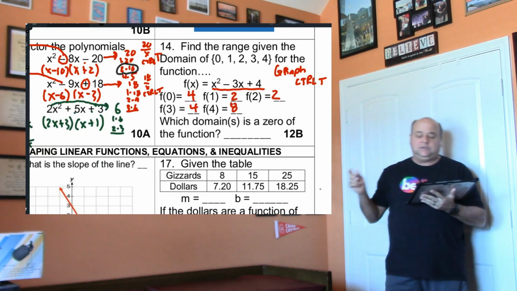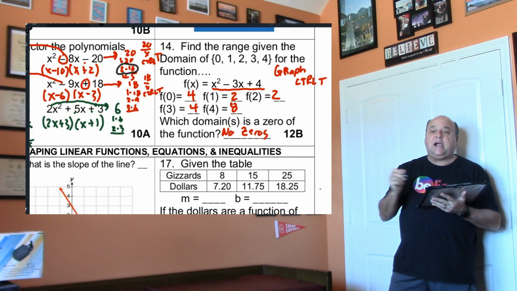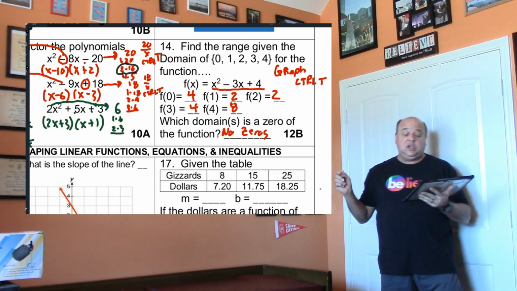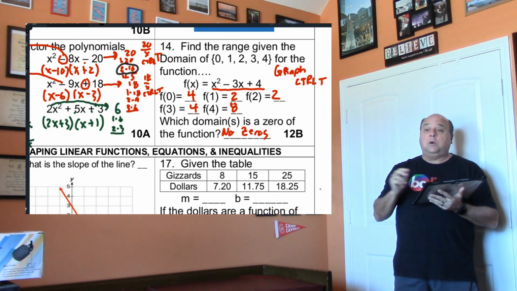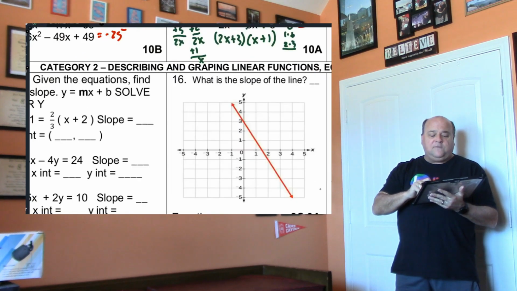Those are my outputs. There are no zeros because it does not cross the x-axis. It's a huge concept you're going to learn. This problem will not factor, okay? Continuing on to number 15.